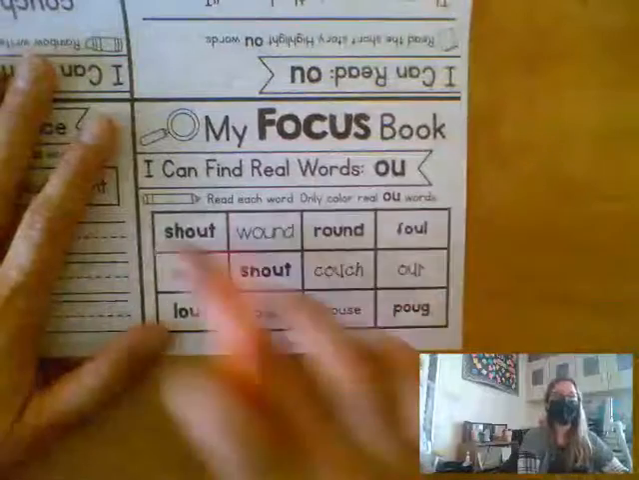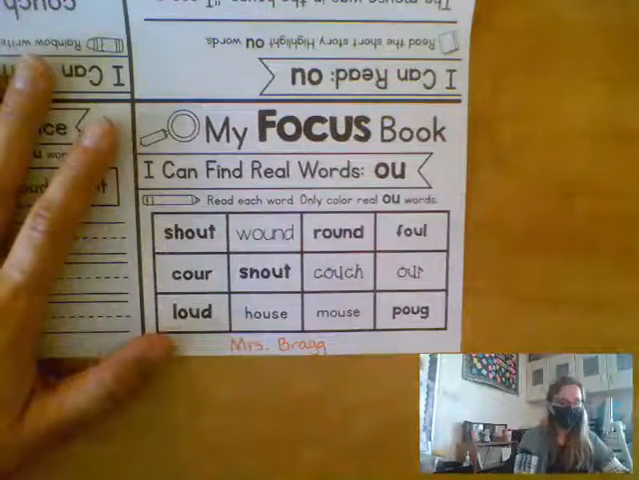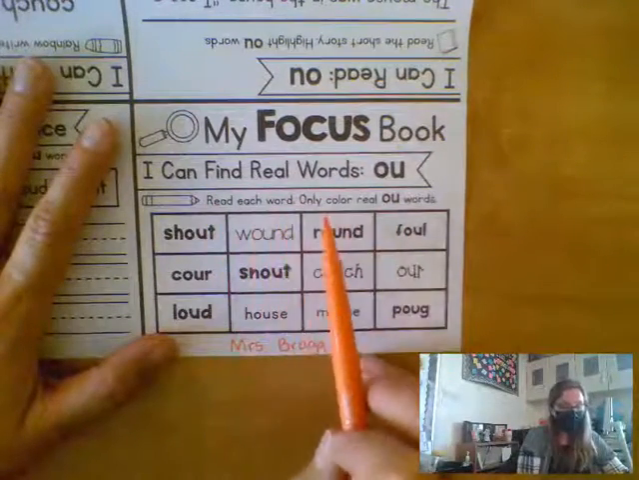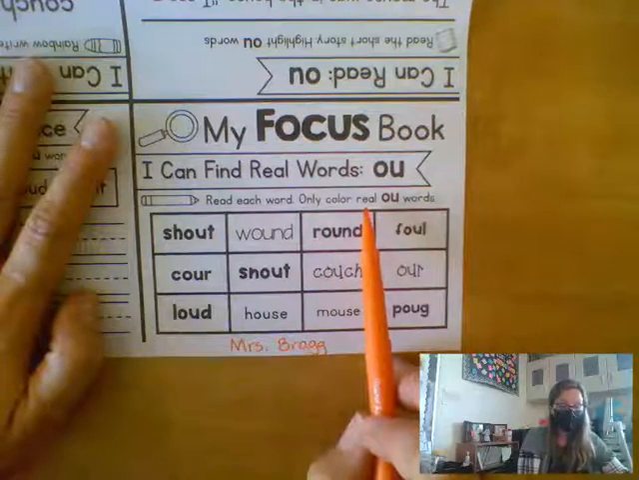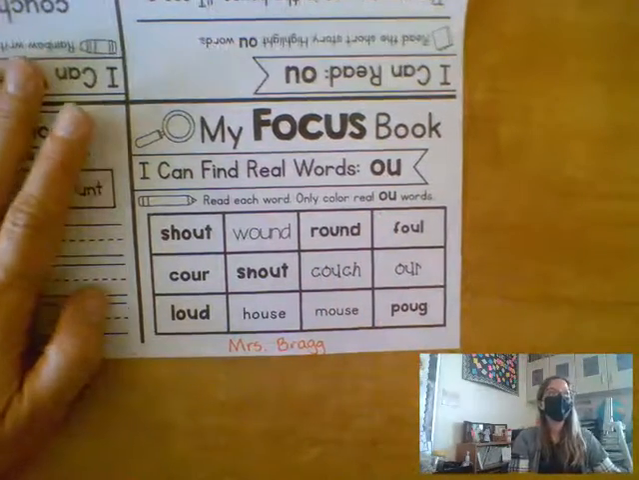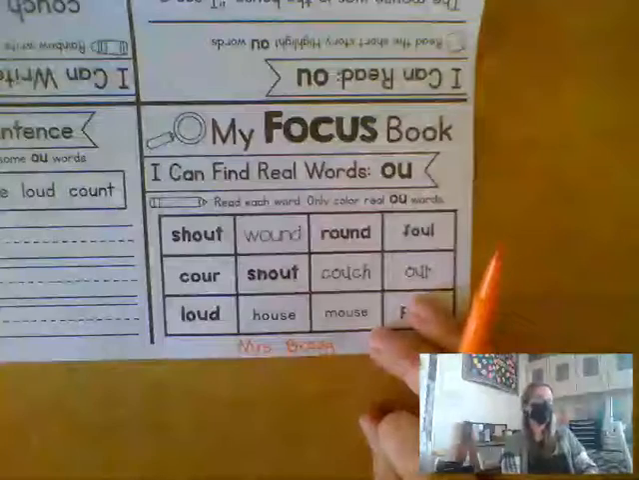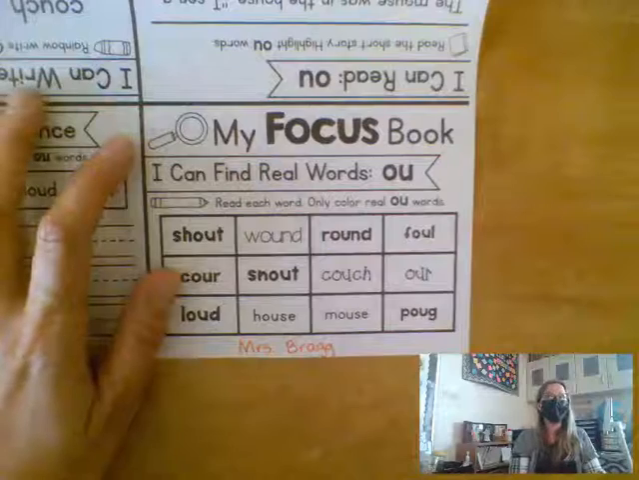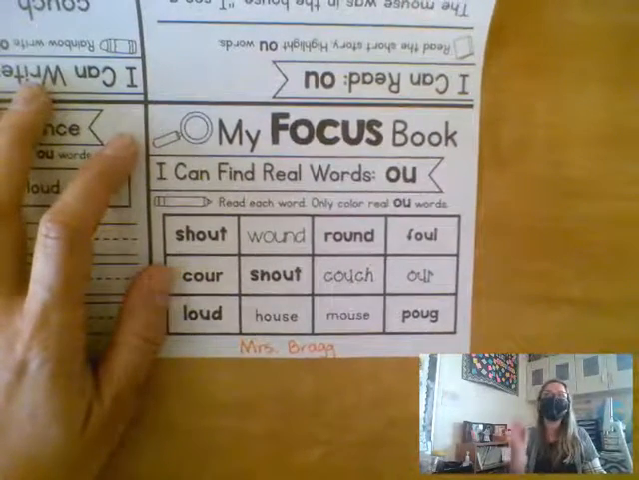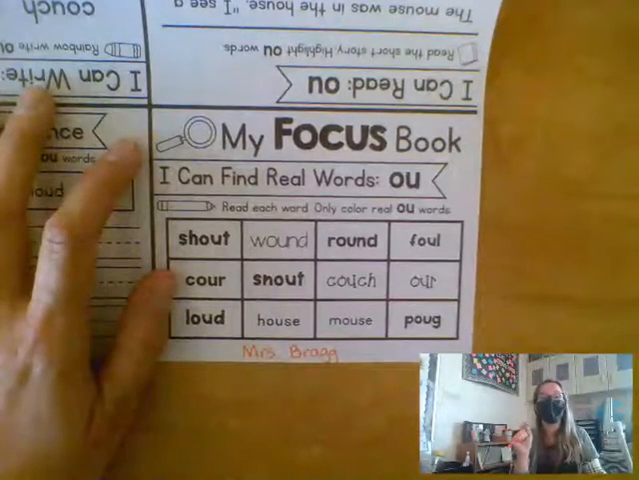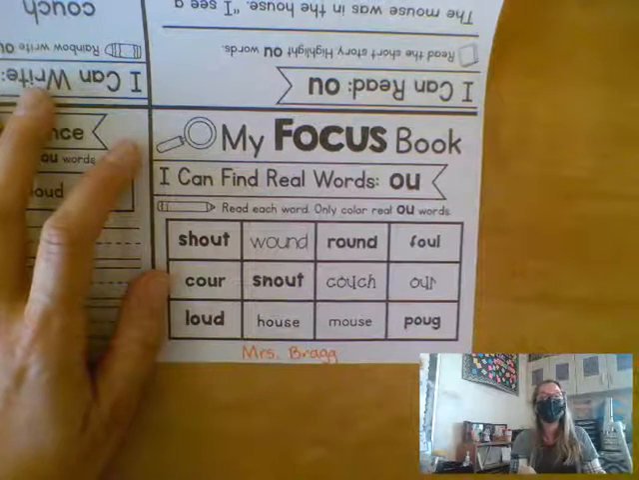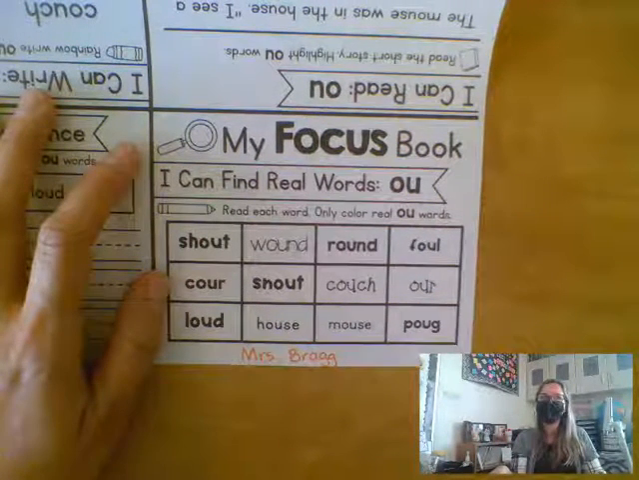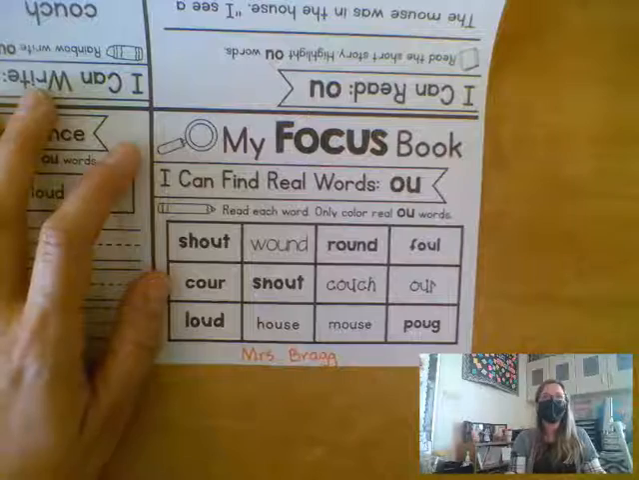So in this first box here where it says My Focus Book, I can read real words, OU. It says read each word and only color the real OU words. So you have to read the words. And don't just go through and color any OU words, because if you just color all the OU words, you didn't follow directions. It says only color the real OU words. So you have to read them and you have to ask yourself, is this a real life word? Or is this a make-believe made-up word?